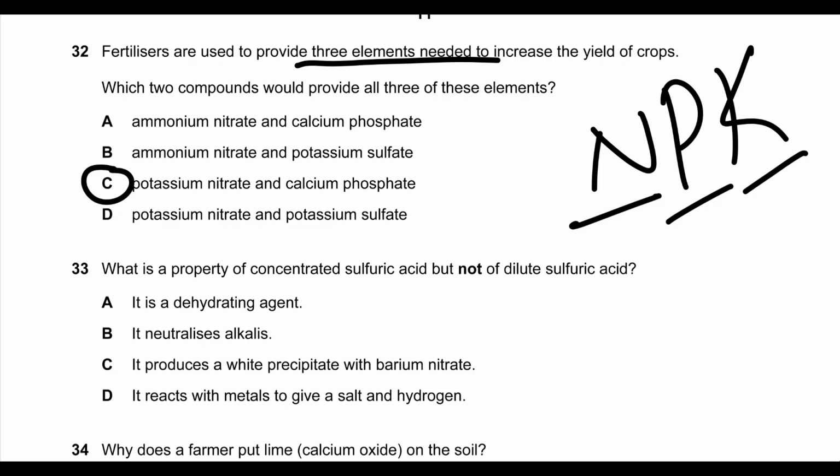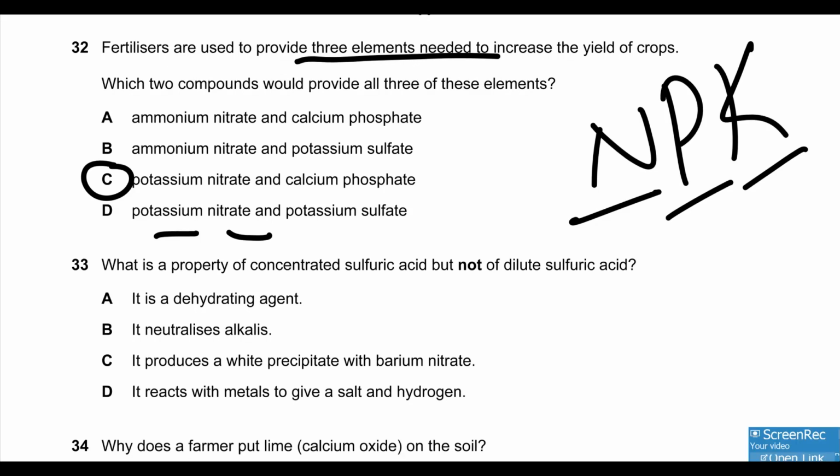Potassium nitrate, why is it wrong? This one, I mean option D. Potassium nitrate, potassium you have it, you have nitrogen, but you don't have phosphorus, so the best answer is C.